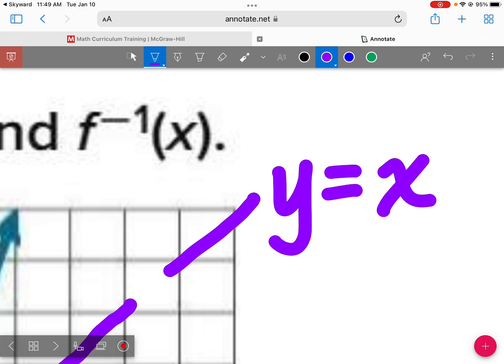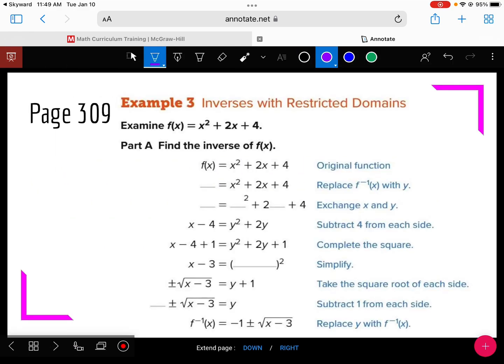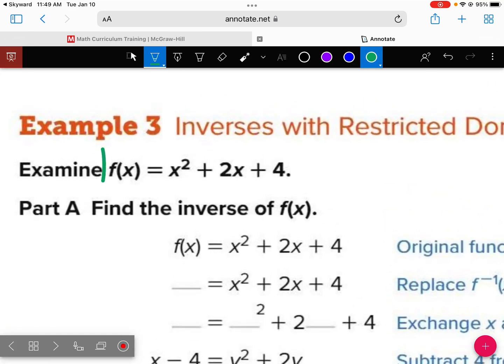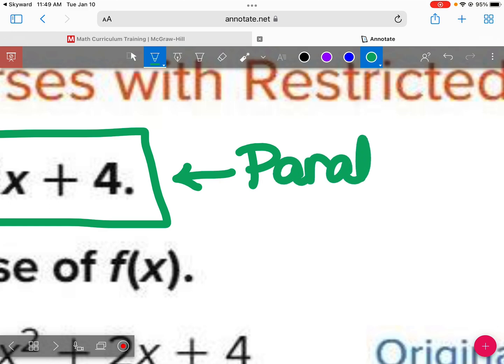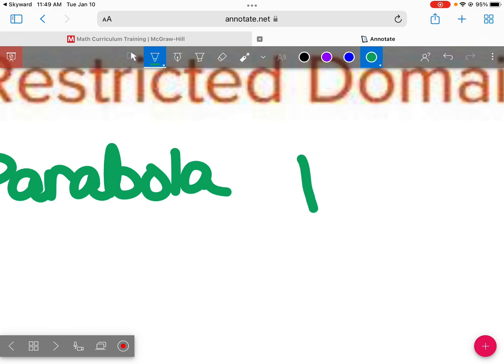Let's do our last example together, example number 3. What kind of a shape would this make? That would make a parabola. A parabola looks a lot like what letter? It looks like a U.